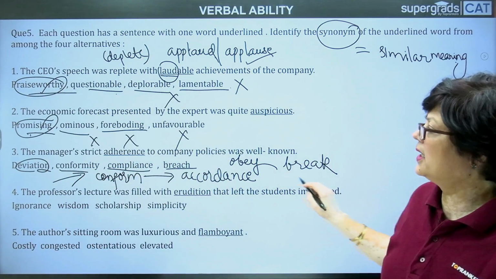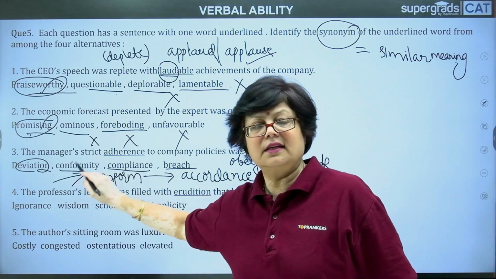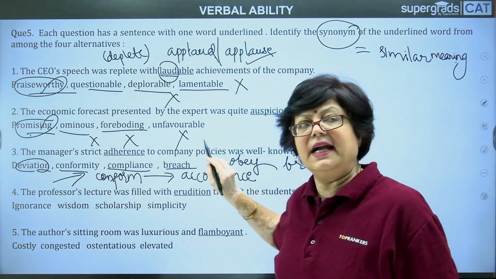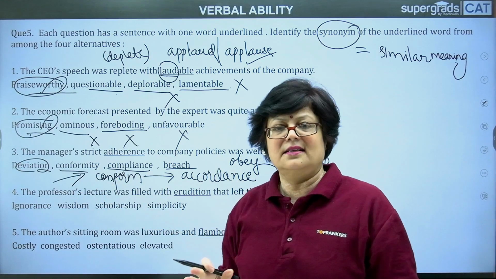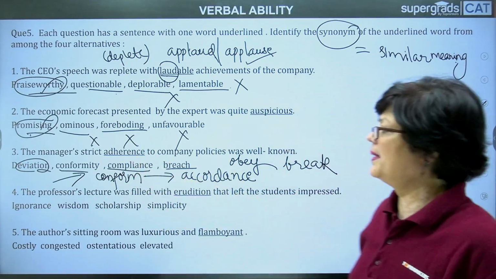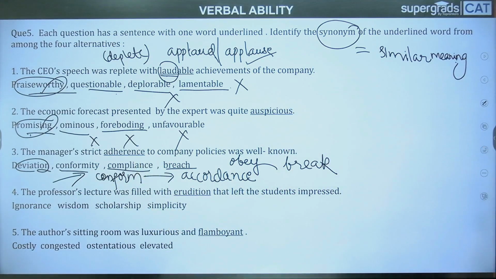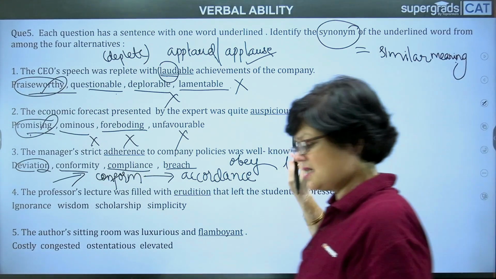So which is the correct option? Conformity. Conformity is to adhere. Adhere is to be aligned, to be in sync. So I repeat, the manager's strict adherence or conformity to company policies was well known.